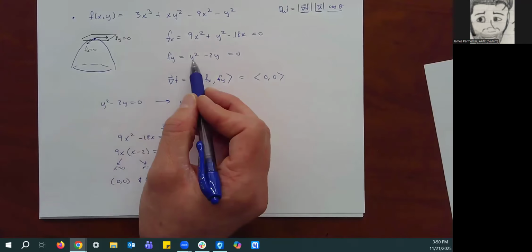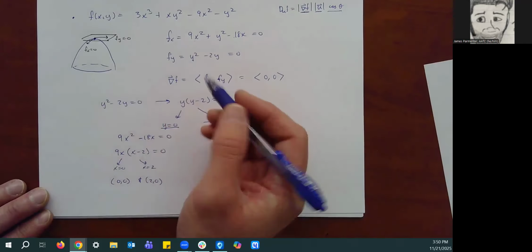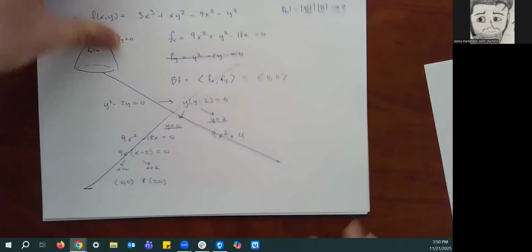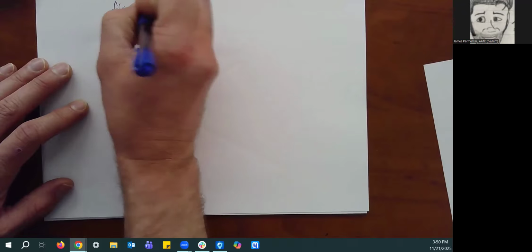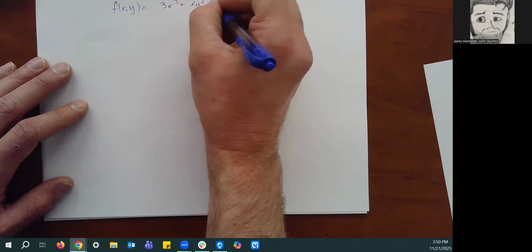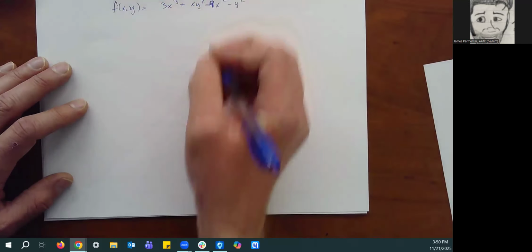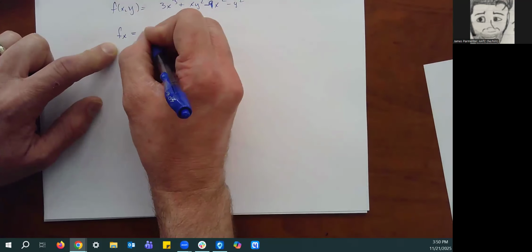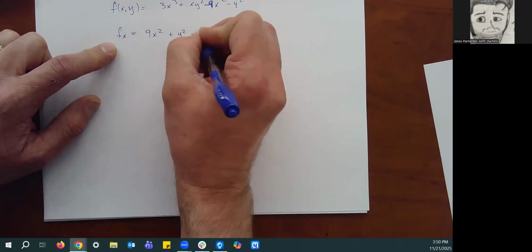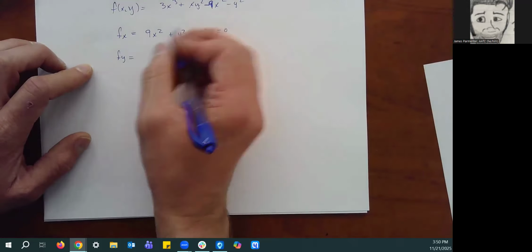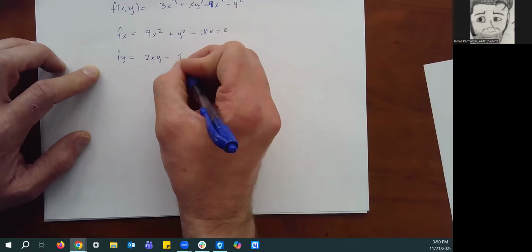I made a mistake with my fy. It shouldn't have been just y squared. Sorry. Let's try this again. F of xy was 3x cubed plus xy squared minus 9x squared minus y squared. And let today be an extra lesson in being extra careful when you're taking these derivatives. So my fx was correct. It was 9x squared plus y squared minus 18x. My fy was not. My fy should have been x times 2y minus 2y.